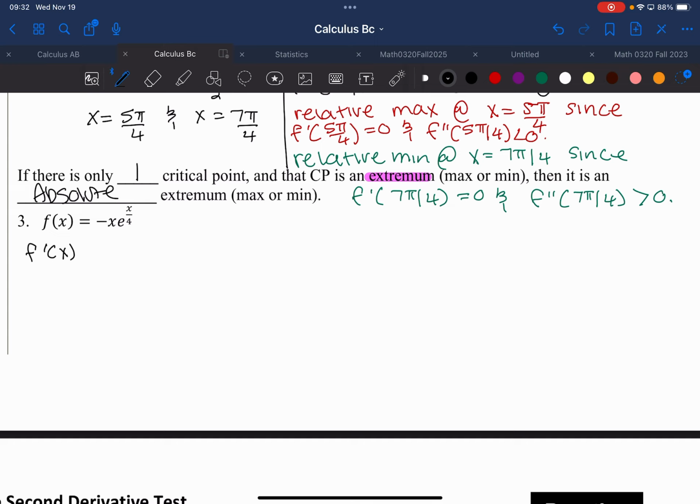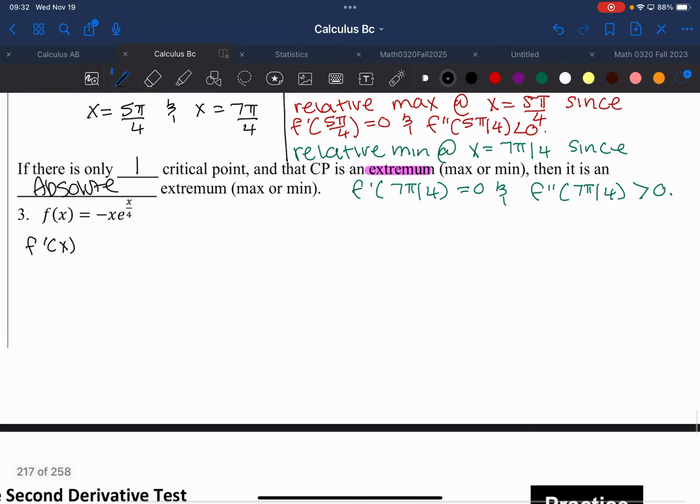So I'm going to take the derivative of negative x, which is negative 1, and then write e to the x over 4, plus, then I write my first function, negative x, and then I take the derivative of e to the x over 4, which involves what rule? The chain rule. So I have e to the x over 4 times 1/4. And then we're setting that equal to 0.